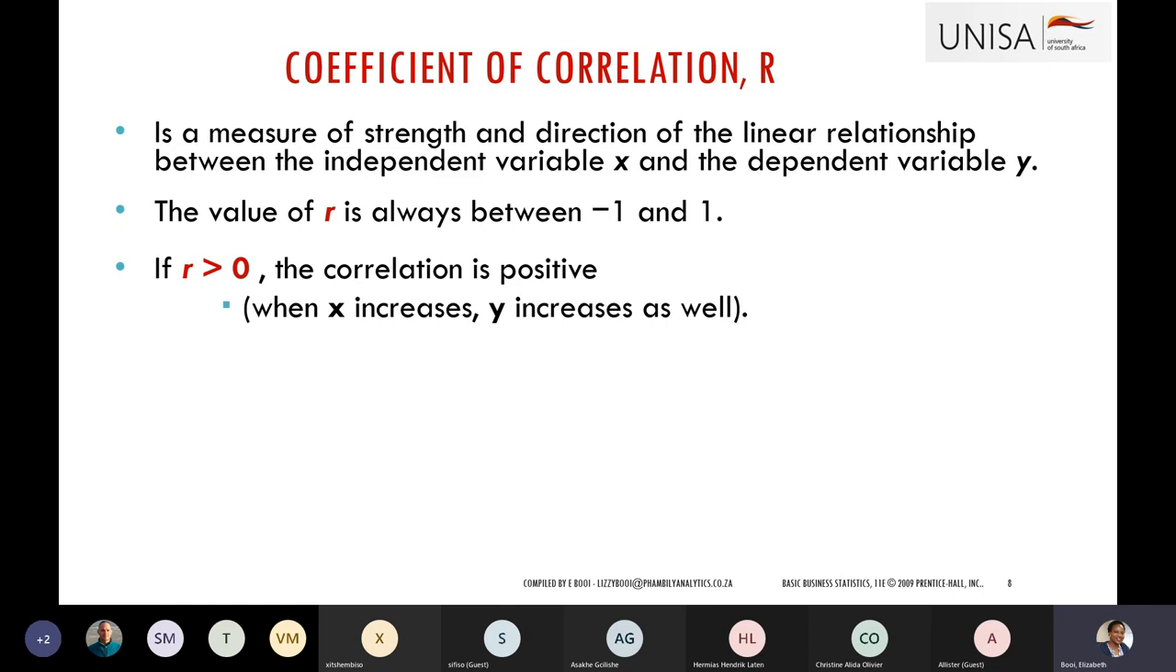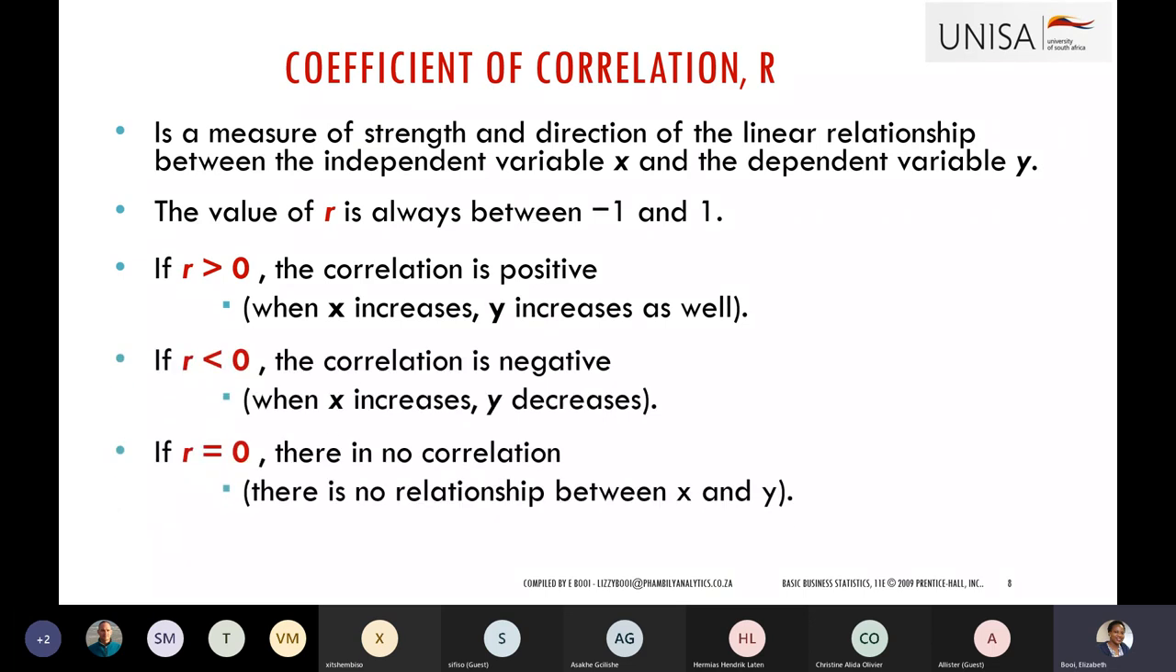If the value of R is positive, which means it's greater than zero, then we say the relationship is positive, which means when the values of X are increasing, the values of Y are also increasing. When R is negative, which means R is less than zero, there is a negative relationship, which means when the values of X are increasing, the values of Y are decreasing. If your correlation coefficient R equals zero, then there is no relationship. Therefore, X and Y are not related.